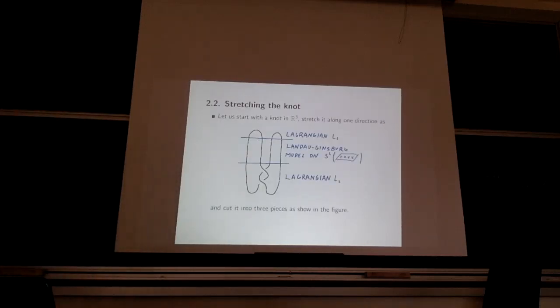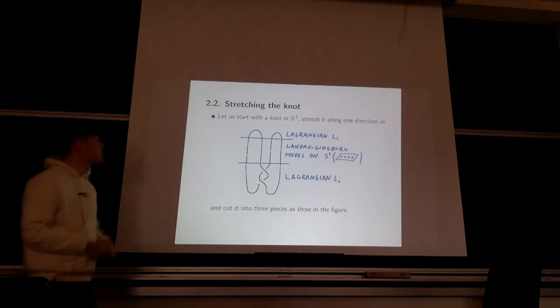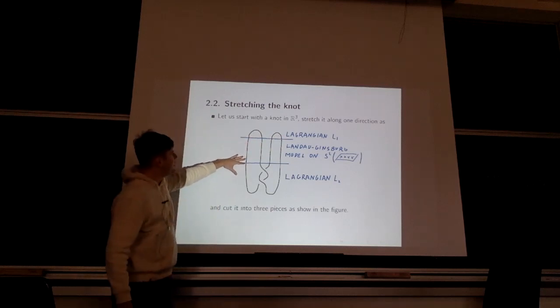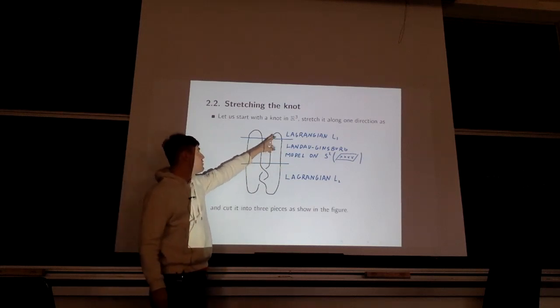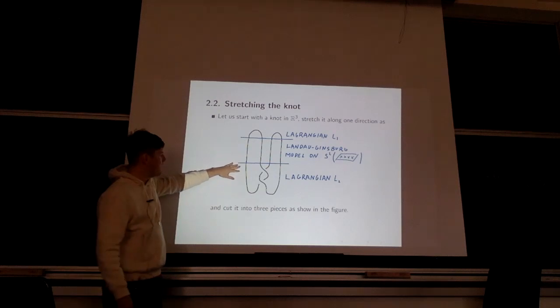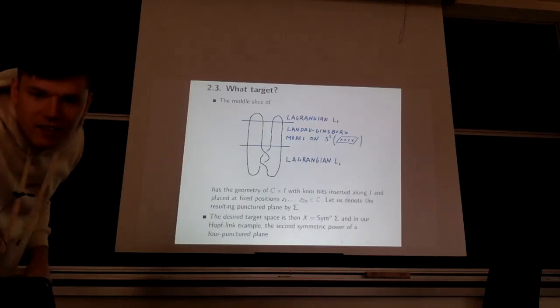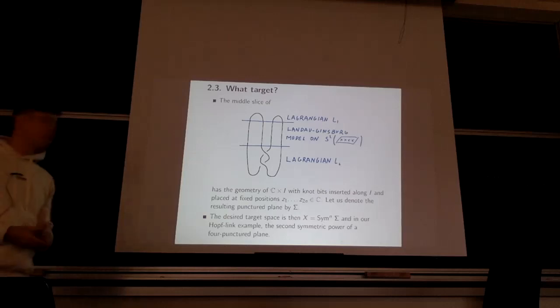Okay, so let me start with the calculation. Now for the next half an hour or 45 minutes, we are going to compute the homological invariant of the Hopf link. So the first step is to stretch the knot and divide it into three pieces. Simple caps, a middle part that consists of constant strand bits and braided cups at the bottom. And now I'm going to tell you what is the target of the Landau-Ginzburg model.